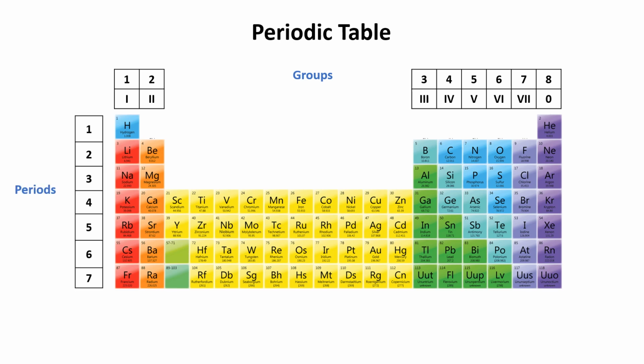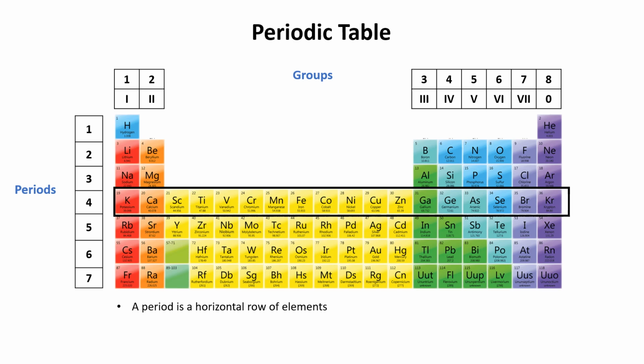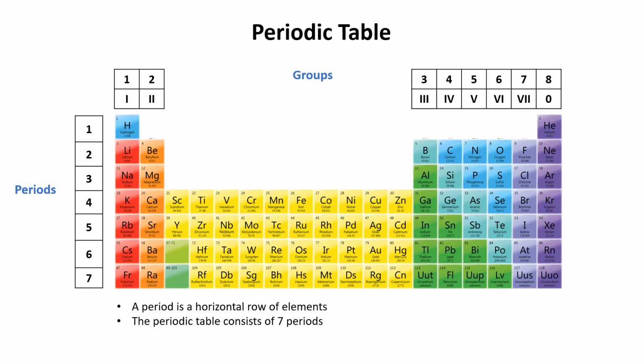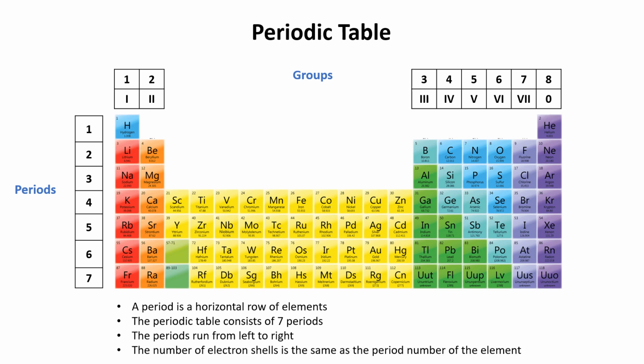Next, we look at the periods. A period is a horizontal row of elements. The periodic table consists of 7 periods. The period runs from left to right, and the number of electron shells is the same as the period number of the element.